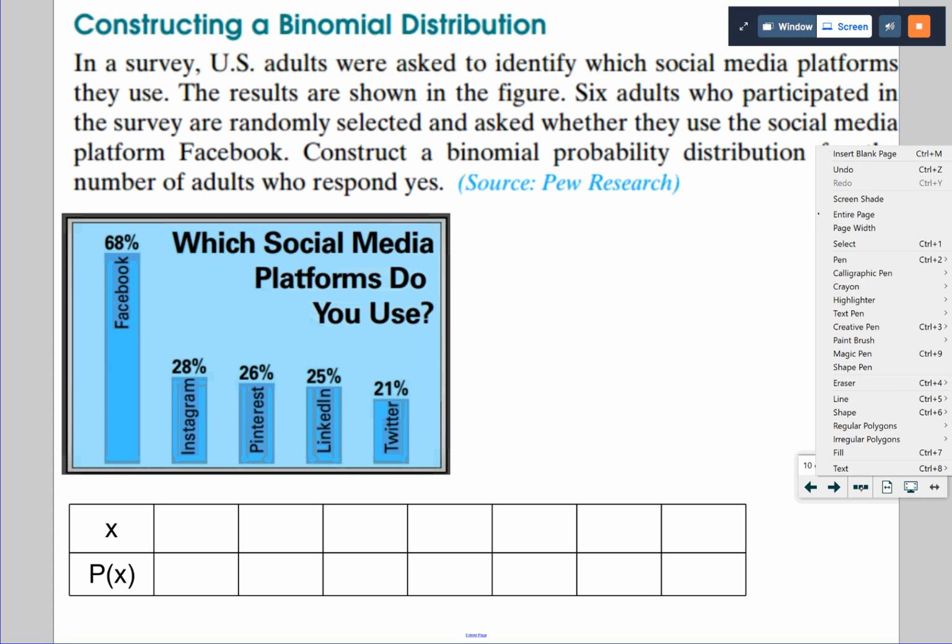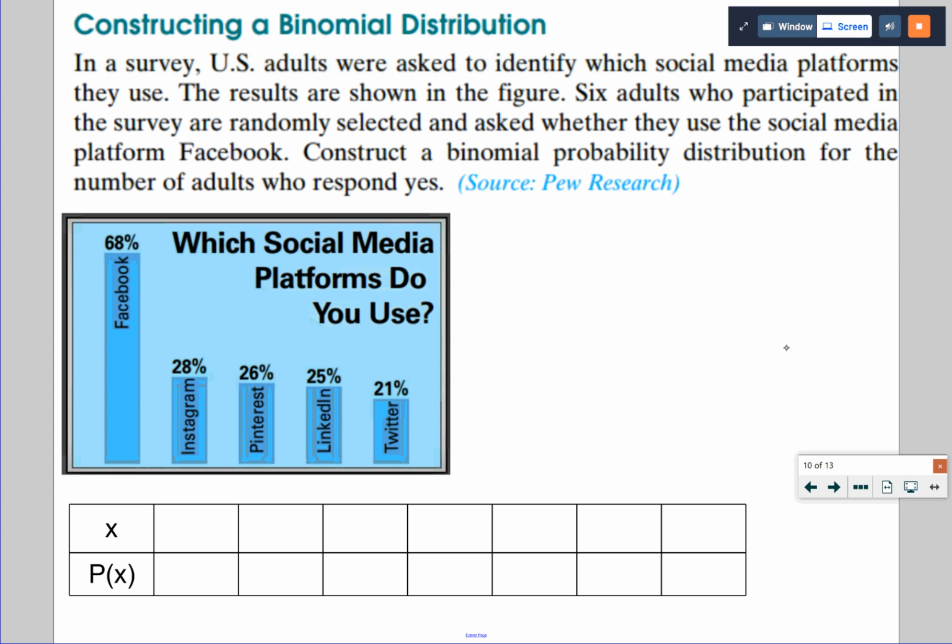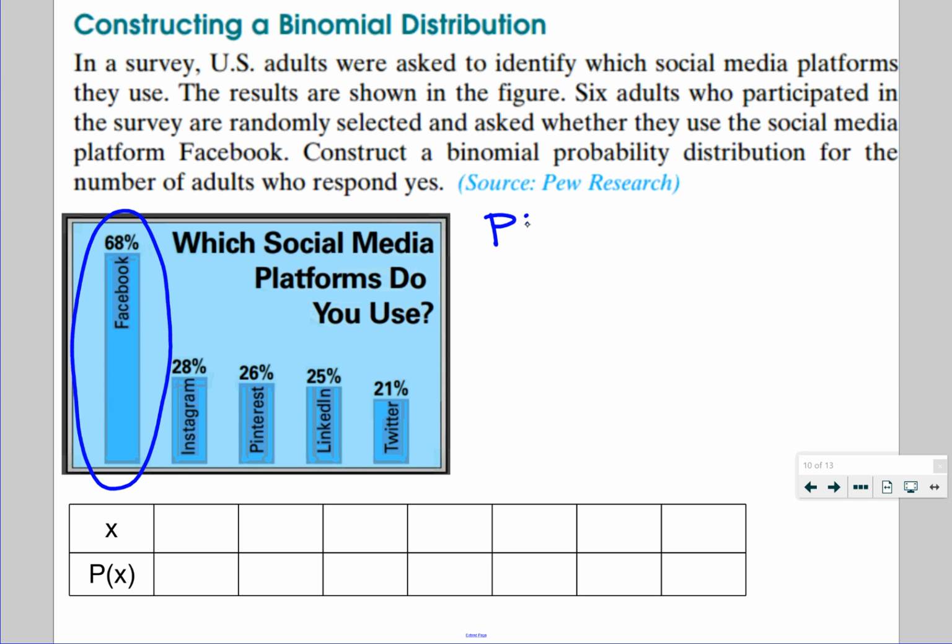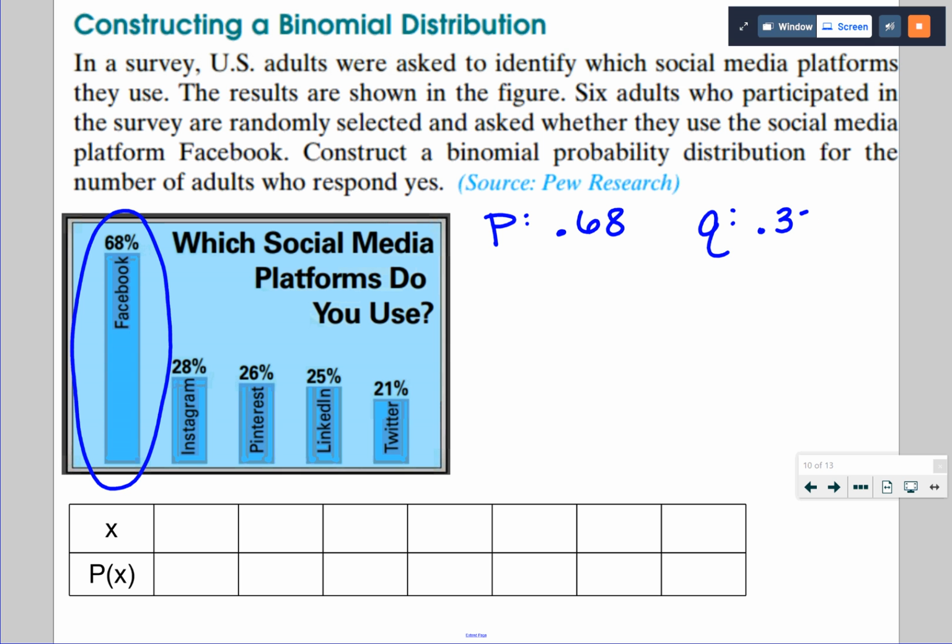All right, so there's extra information here, first of all. Remember, you're only allowed to have one question in a binomial distribution, and the answer is either yes or no. And the question in this one is, do you use Facebook? Yes or no. So that is the only part of this that we are concerned about. So what is our P in this problem? Probability of success. Probability they will say yes. 0.68. What is our Q? Probability they will say no. 0.32. What is our N?